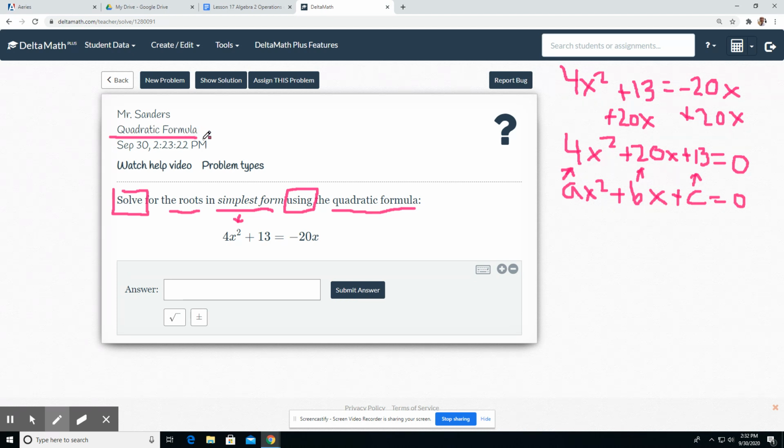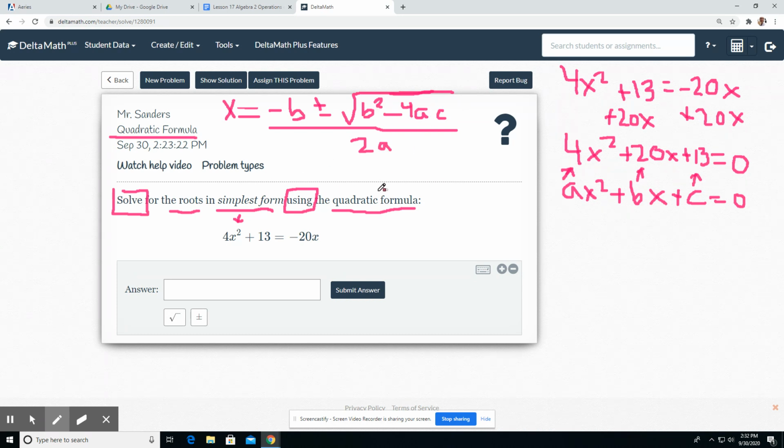Do you remember the quadratic formula? It's important. You should have this in your math tool belt. The quadratic formula is for solving for x. This gives us our solutions, our roots, or our x-intercepts. X equals negative b plus or minus the square root of b squared minus 4ac, all over 2a. Make sure your square root goes over everything that should be inside it.